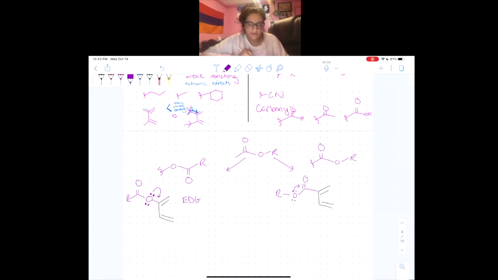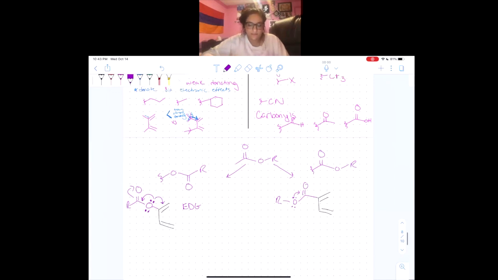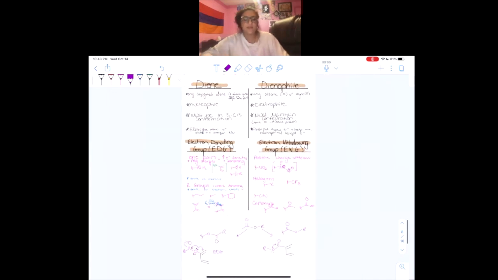Not into the system. And I know a lot of you guys are thinking, well, wouldn't the resonance for this tell us that we go that way? And yes, it does. But we can also have some density go this way. So it's weakly donating, but it does still donate. And that's essentially the intro to dienes versus dienophiles and electron donating versus electron withdrawing groups. So now let's get into some mechanism stuff.